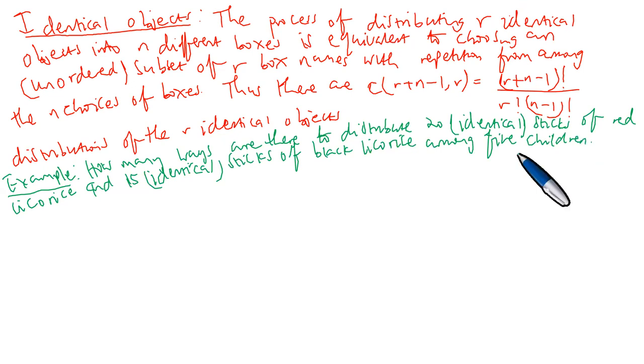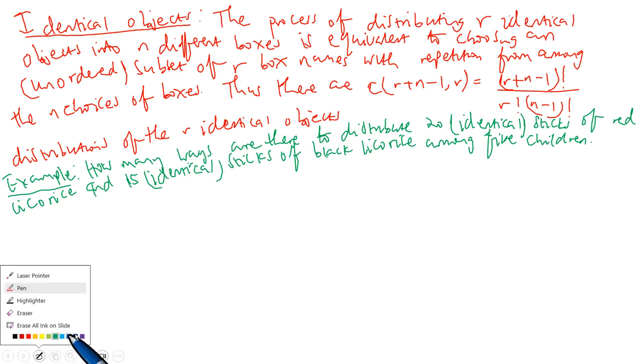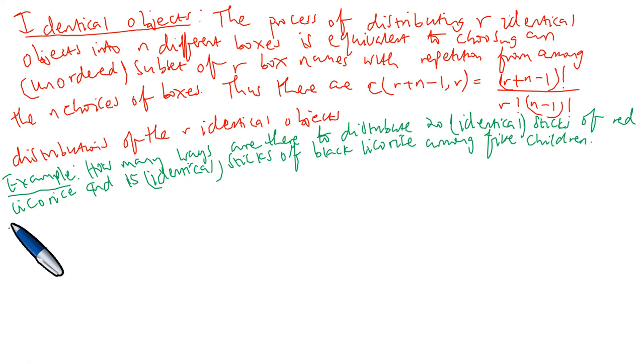Okay, how many ways are there to distribute 20 identical sticks of red liquorice and 15 identical sticks of black liquorice among five children? What is the answer to this in view of that formula? Right, so I want us to look at the answer together. Let's look at the solution to this, and then we shall go back and move forward to a different question.